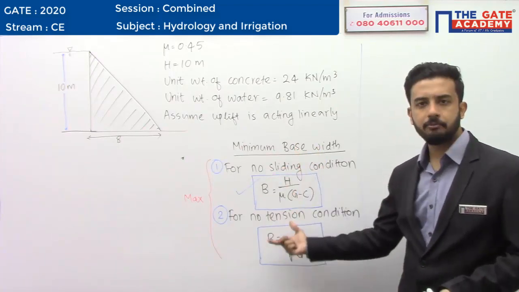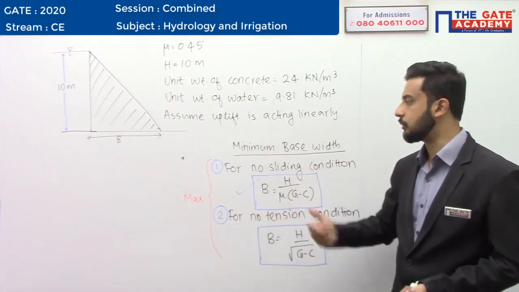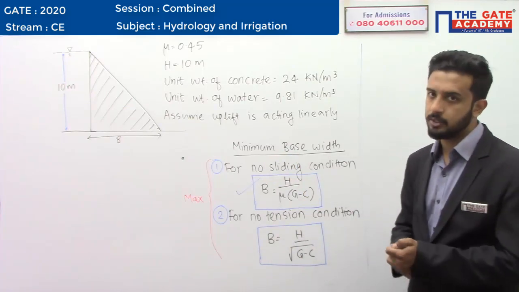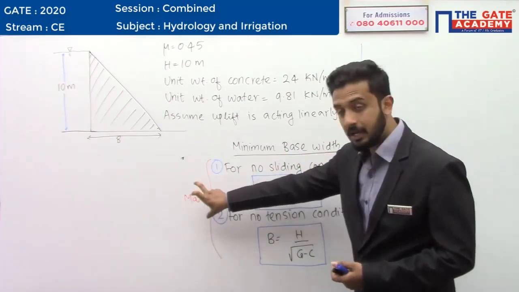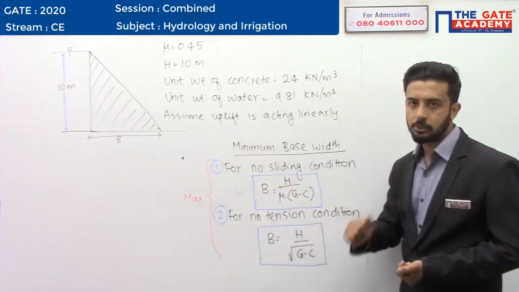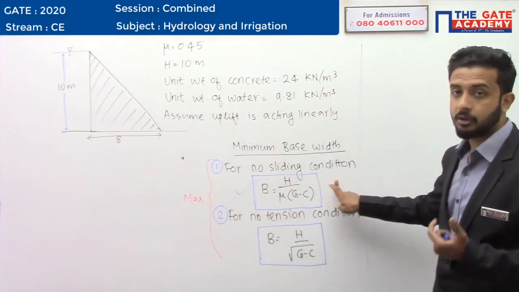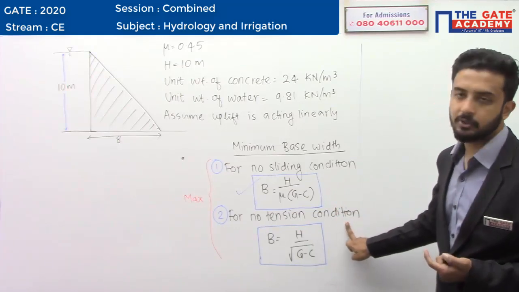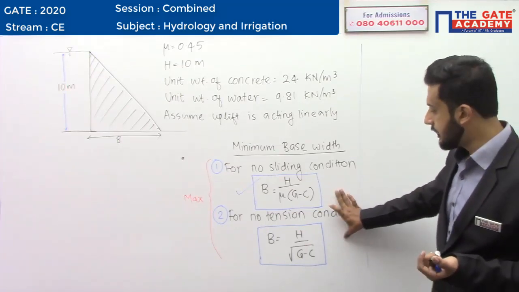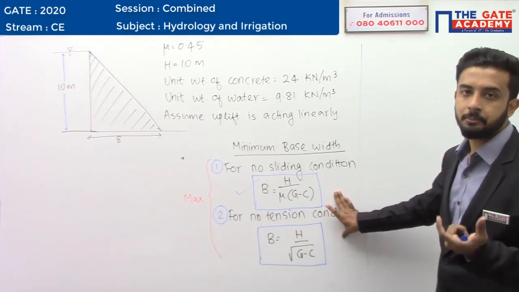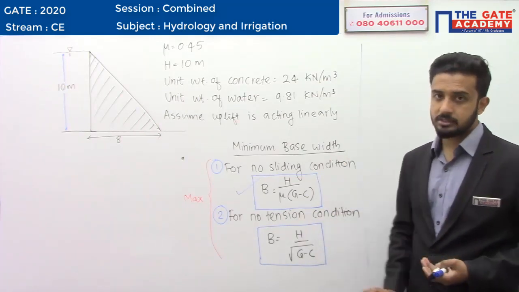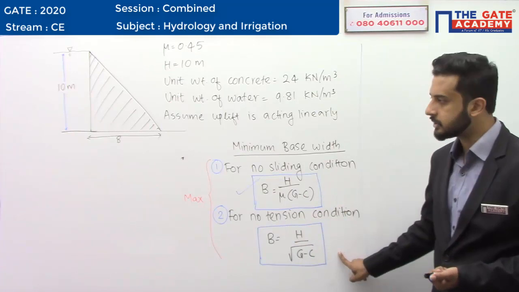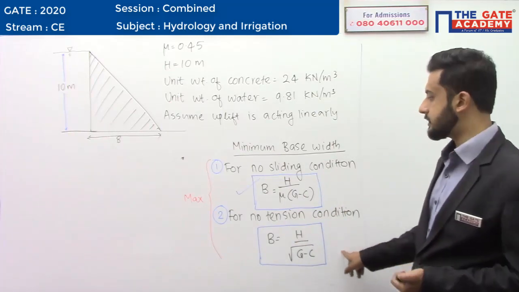For the elementary profile we have two equations to calculate the minimum base width. In general, the minimum base width is the maximum value of these two equations. The first equation is for the no sliding condition, and the second is for the no tension condition. We have studied these two equations, done many questions in the classes, and mentioned these equations in the GATE booster sessions also. Hope you have noted that and answered it.